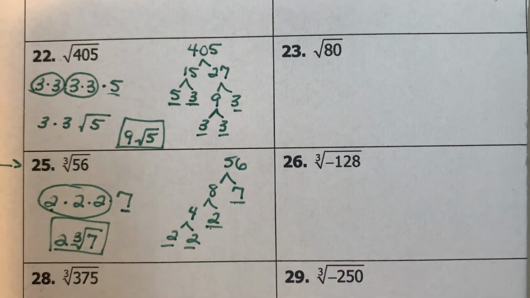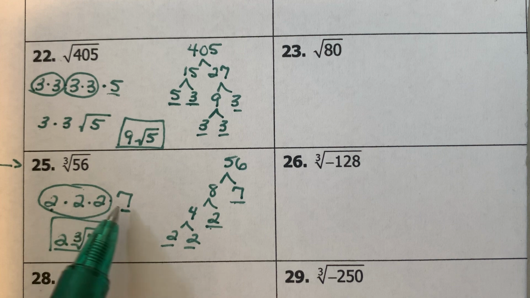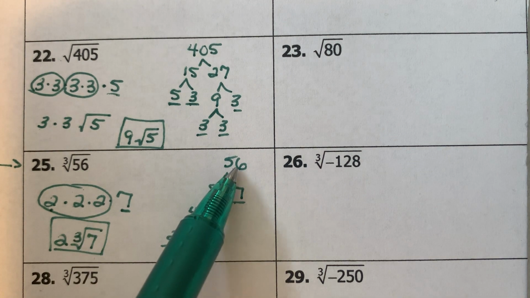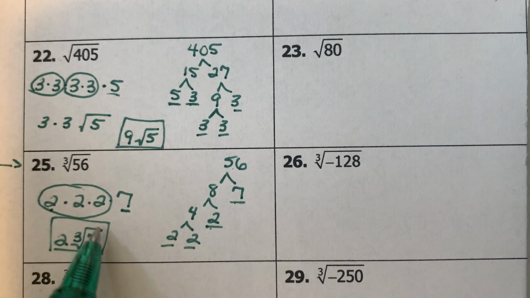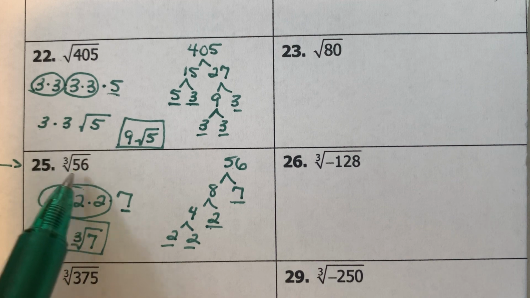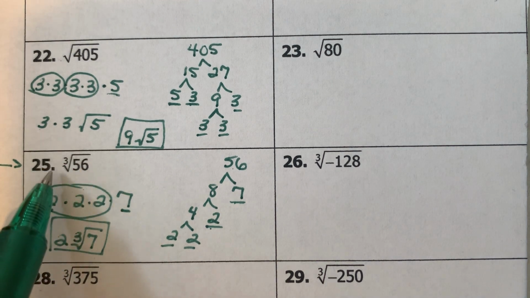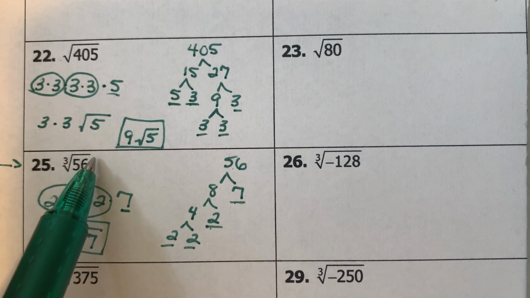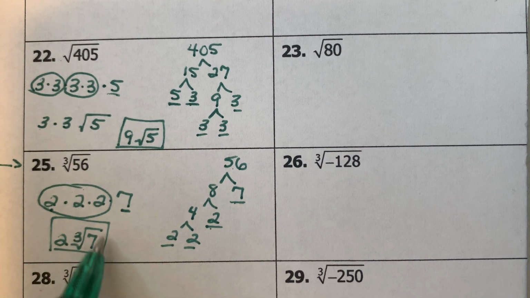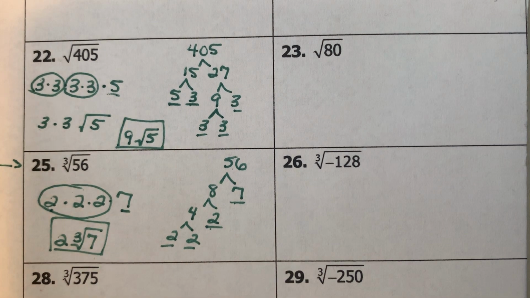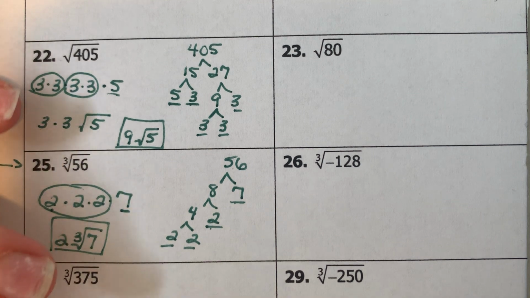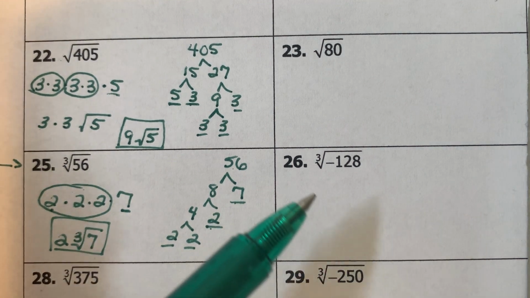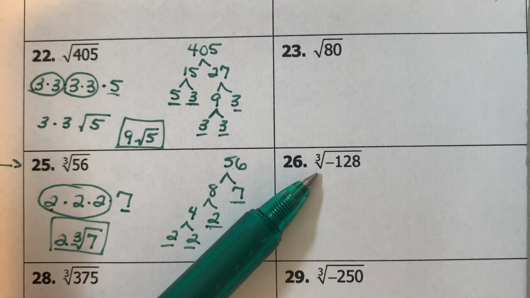Again, you can always check yourself. So when you multiply these all together, you should have gotten back 56. And when you put this in the calculator, or Desmos if you don't have the calculator, you can put this in Desmos and this, and you should get the same decimal. If not, you messed up somewhere.